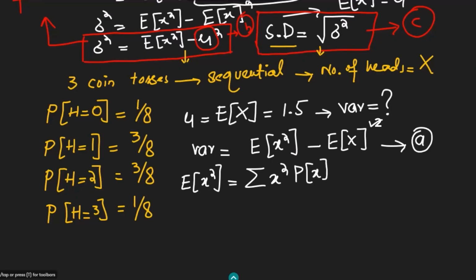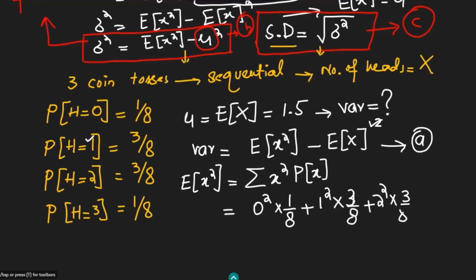Applying it, for the first value, 0, we take the square of it and multiply it with the probability it has. Similarly, for the second value, 1, we take the square of it and multiply it with its probability, which is 3 by 8. For the third one, we have 2 square multiplied by 3 by 8, which is the probability given here. And for the last one, we have 3 square multiplied by 1 by 8.